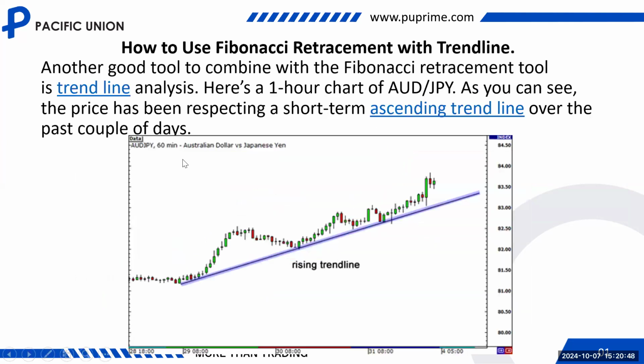Now, how to use the Fibonacci tool with trend lines. Another good tool to combine with the Fibonacci retracement tool is trend line analysis. And here's a 1 hour chart of AUDJPY. And as you can see, the price has been respecting a short-term ascending trend line over the past couple of days. Now you can see here we have an ascending trend line and price has been respecting it, in the sense that price has been trading around this trend line, bouncing in the bullish direction each time price touches the trend line.